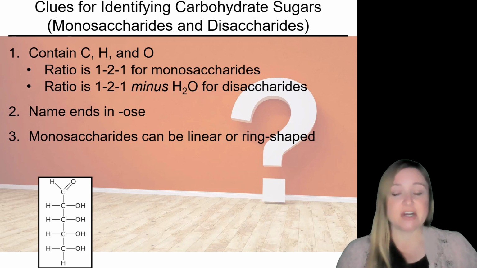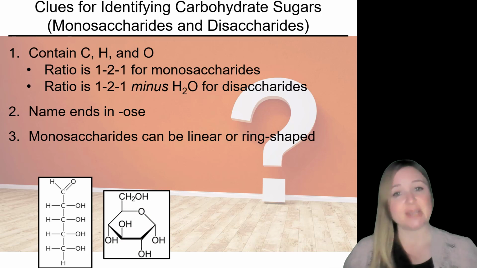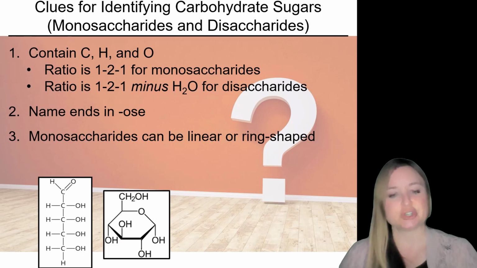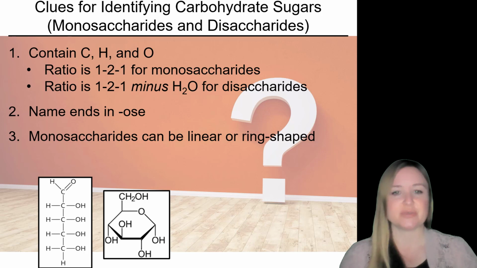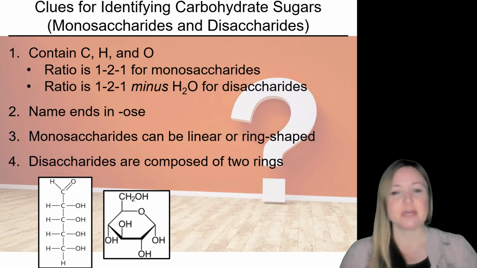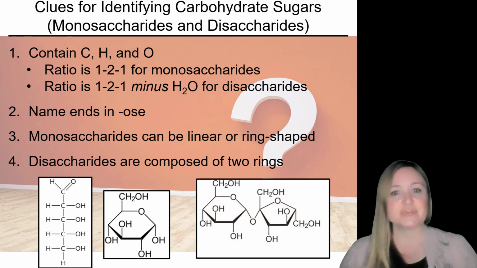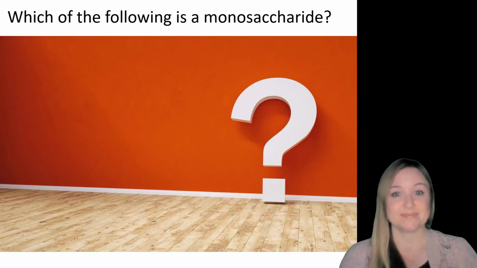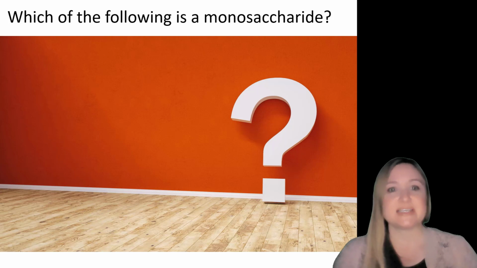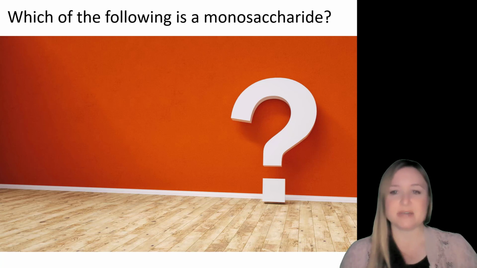Now, we know that monosaccharides, like ribose or glucose, can also be ring-shaped, right? They can form ring structures like this here, this picture of glucose. Now, remember, disaccharides are composed of 2 ring structures. So when you look at their structure, you can sort of see what used to be those monosaccharides that have now bonded together into the disaccharide. So keeping those things in mind, let's try this practice question. Which of the following is a monosaccharide?